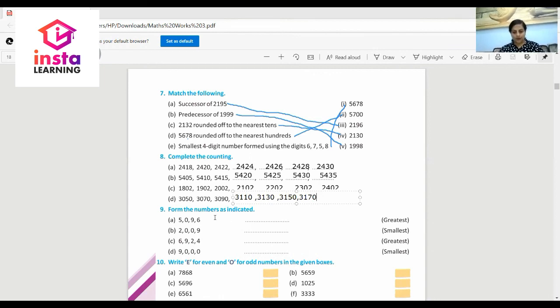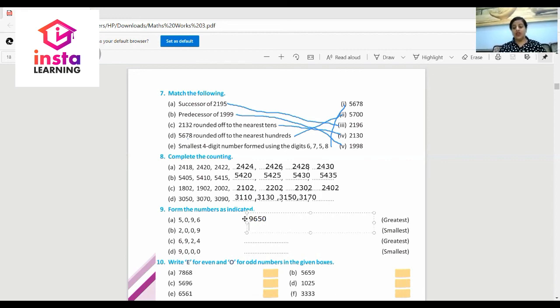Now we have to make what? This is indicated, that is greatest. What is the spelling of greatest? Greatest. Smallest means सबसे छोटा and greatest means सबसे बड़ा. So for greatest we have to take out the greatest digit, that is 9, then 6, and 5, and then 0. 0 can come at ones place to make it greatest. But if we talk about the smallest number, then we can't put 0 at the front because it will be a 3-digit number then.